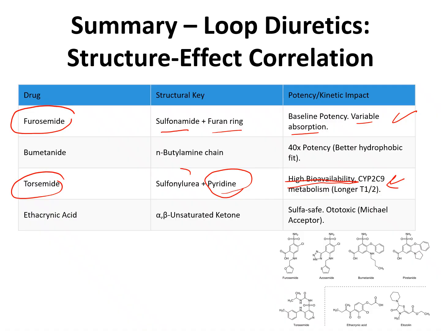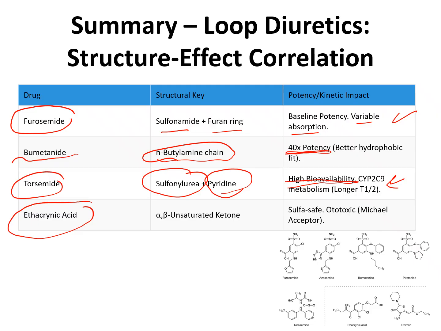Structurally, we said it has a pyridine and a sulfonylurea, and we talked about bumetanide, where the most important thing is the presence of the N-butylamine, which makes this structure 40 times more potent because of its hydrophobic properties, binding better to the hydrophobic pocket in the sodium potassium chloride co-transporters. And the last thing we talked about is ethacrynic acid, which is the alpha-beta unsaturated ketone. These are sulfur-safe compounds, however they cause ototoxicity because of their Michael acceptor as we mentioned before. These are the medications: furosemide, azosemide, bumetanide. This is not important to me. We talked about torsemide, we talked about ethacrynic acid, but again this structure is not important to me.